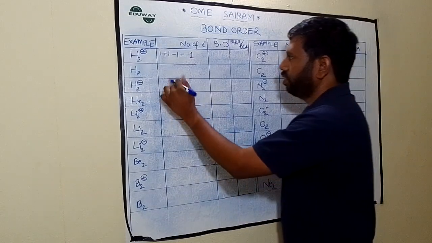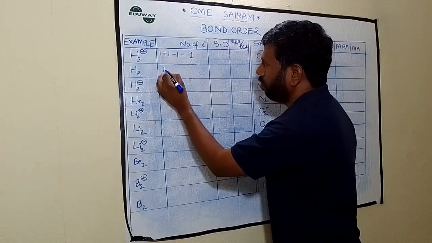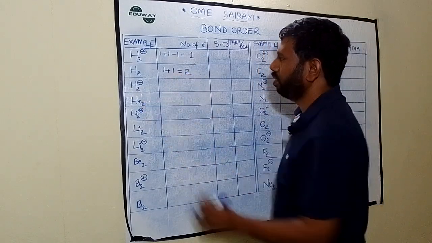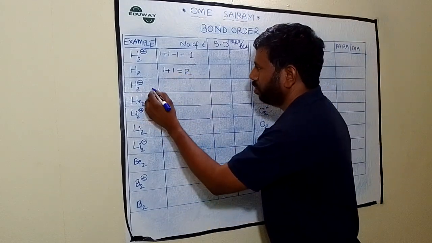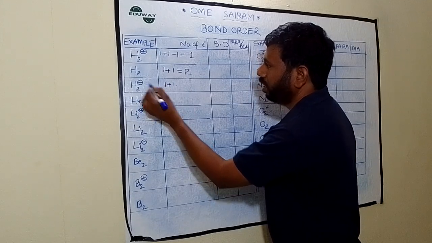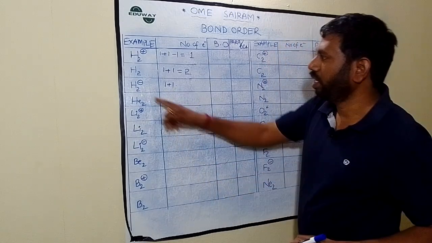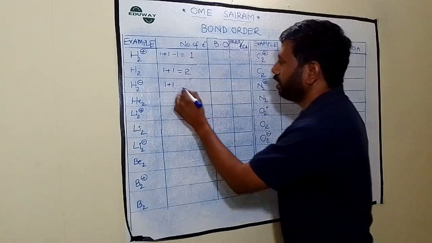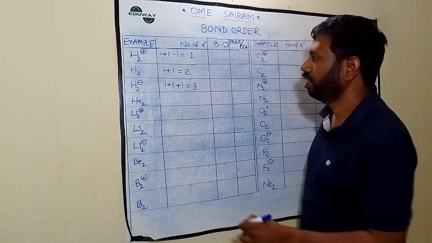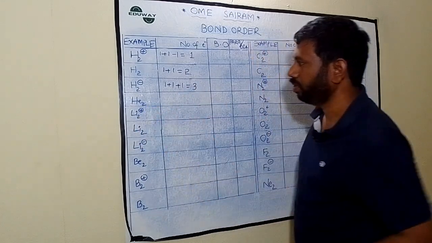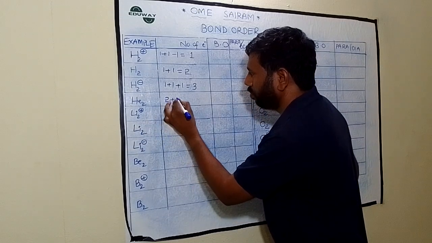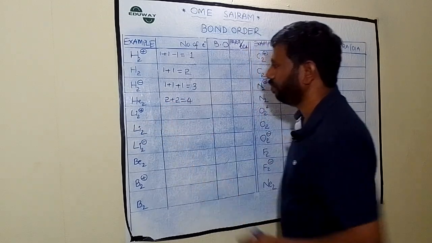Now hydrogen. Hydrogen contains how many electrons? 1 plus 1, 2 electrons. H2 negative charge. That means 2 hydrogen atoms, 1 plus 1, and 1 negative charge, which is nothing but 1 electron in excess. We have to add 1 electron, 3 electrons. He2, helium atomic number 2, and there are 2 helium atoms, 2 plus 2 equals 4.